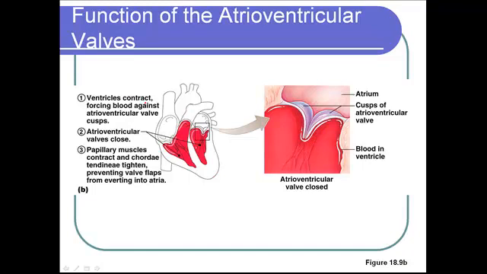So the ventricles contract, forcing blood against the AV valve cusp, and it'll push. It'll fill these like little parachutes, and the force will push them up. And then these tendons keep it from overexpanding and pushing these valves out this way and ripping them. So these need to remain very functional.